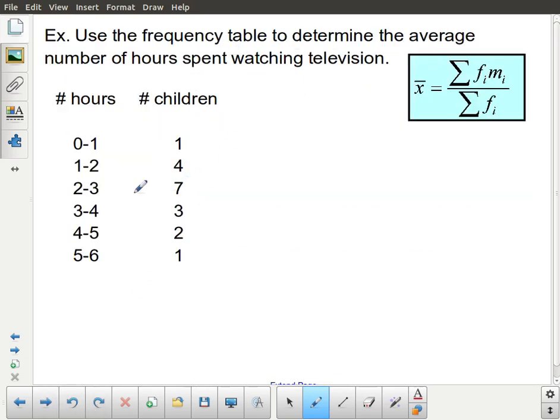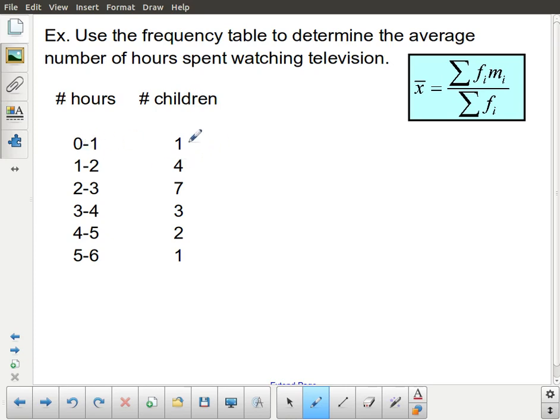So I've got a frequency table here, and I have to determine the average number of hours spent watching television. Some sort of survey was done where the parents of children were asked how many hours per, I assume this is per day, could be per week, but I'm going to assume it's per day. How many hours per day does your child watch television on average?